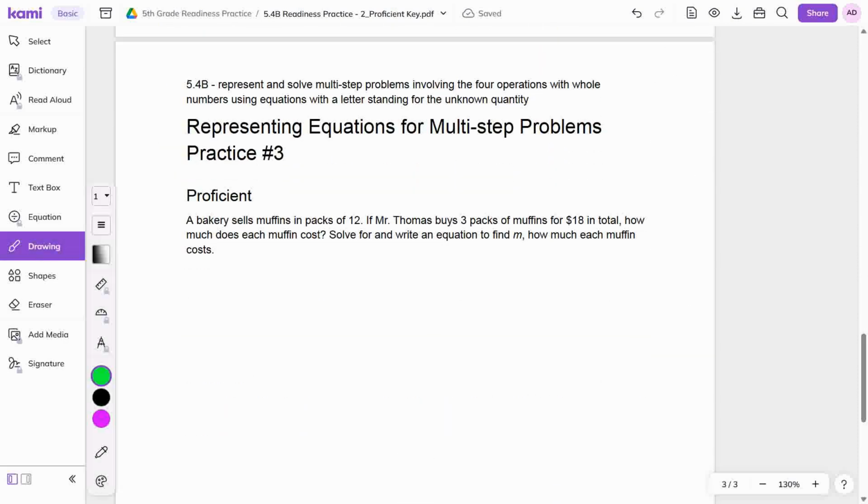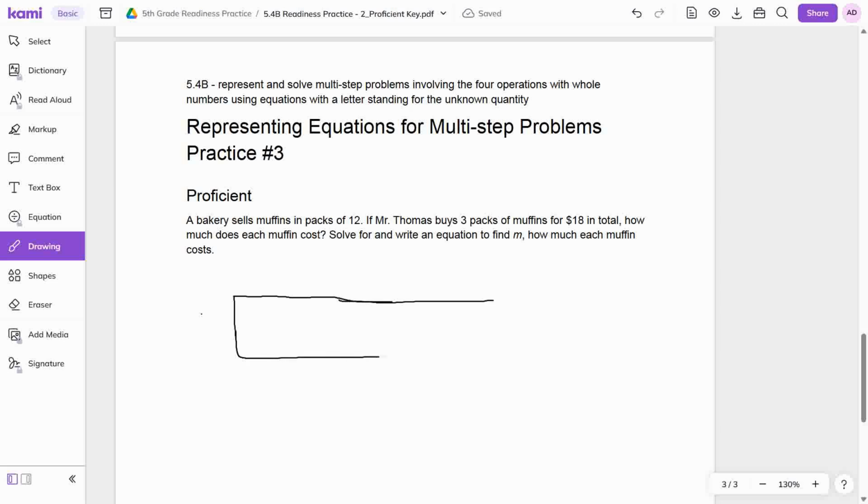For our third problem, we've got a bakery selling muffins, packs of 12. So Mr. Thomas buys 3 packs for $18 in total. How much does each muffin cost? Okay, so here's a visualization since the numbers aren't so big. Since we're looking for how much each muffin costs, let me see how much each pack costs.